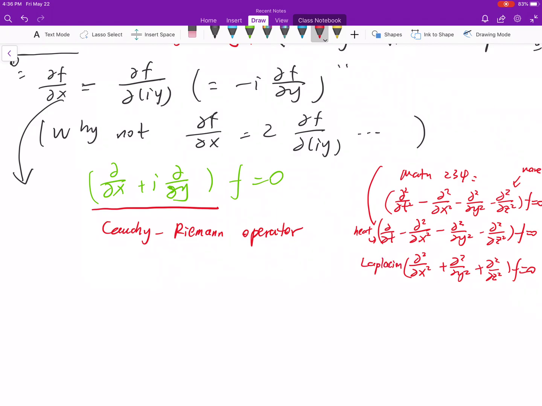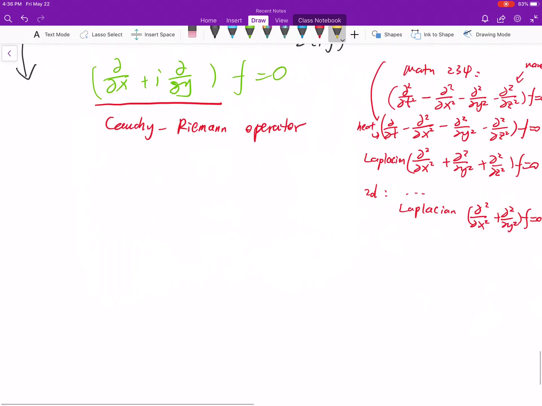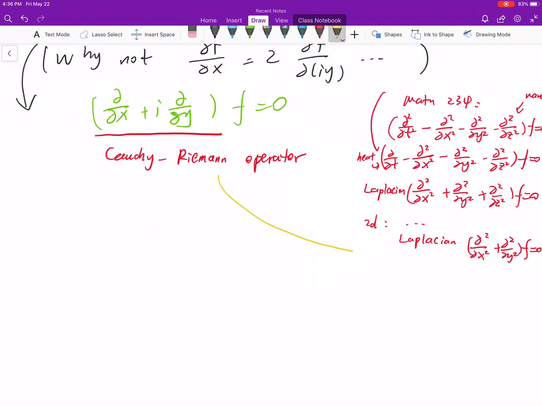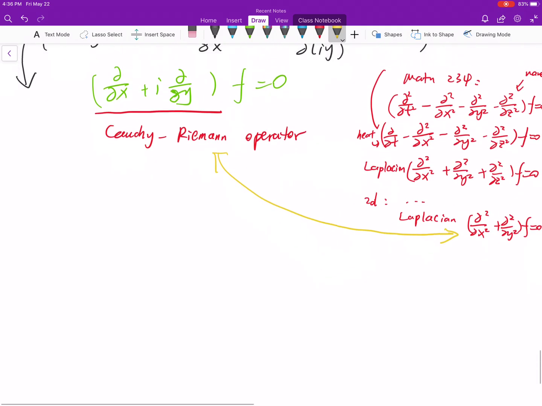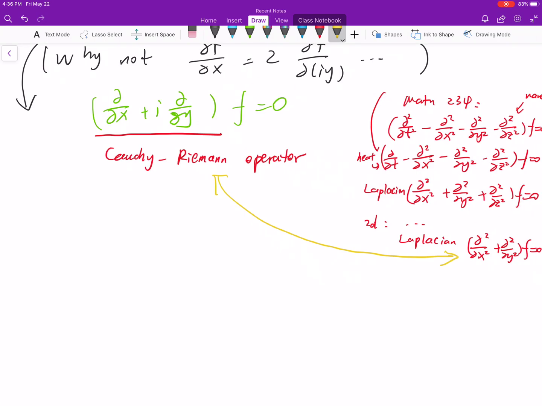In 2D, you can have a similar thing. In particular, the Laplacian takes the following form. And just a little bit later, we will show that this is closely related to the Cauchy-Riemann operator. But here we already have some generalization, because in Math 234 you only consider operators with real coefficients. But here you have a complex coefficient i, and the function is a vector valued function.